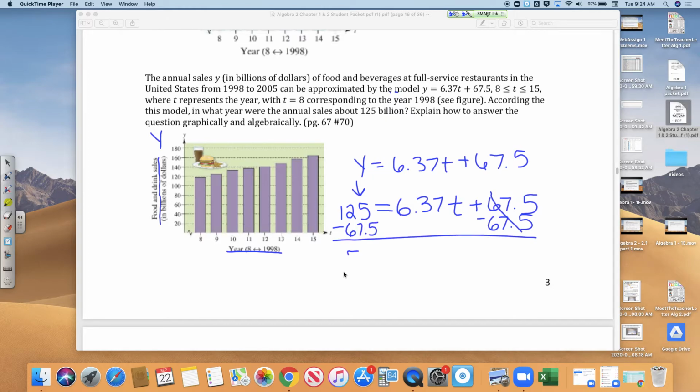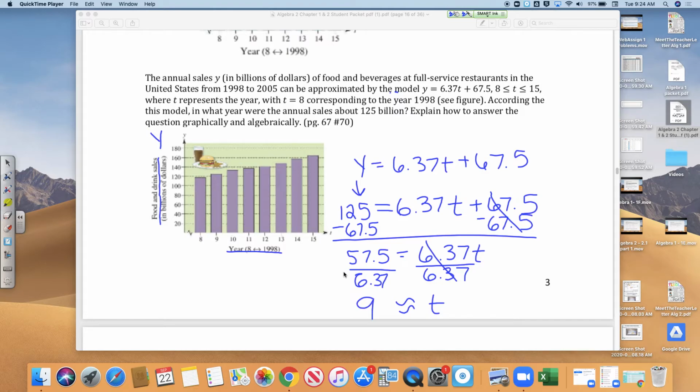All right, I get 57.5 equals 6.37t. And I'm going to divide by 6.37. This one's not exact, which is why it says approximately. I'm going to get that the time is about 9.